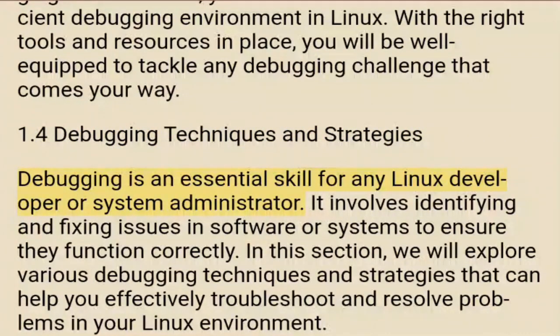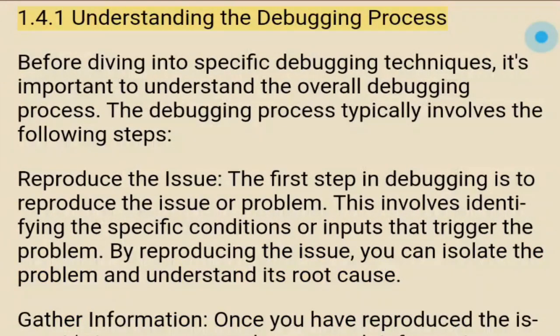Debugging is an essential skill for any Linux developer or system administrator. It involves identifying and fixing issues in software or systems to ensure they function correctly. In this section, we will explore various debugging techniques and strategies that can help you effectively troubleshoot and resolve problems in your Linux environment. 1.4.1 Understanding the debugging process. Before diving into specific debugging techniques, it's important to understand the overall debugging process. The debugging process typically involves the following steps.